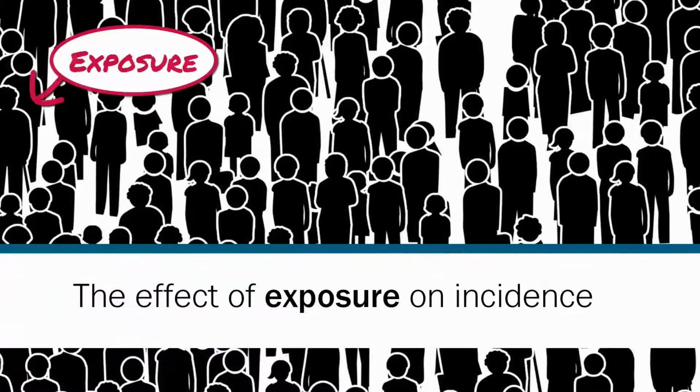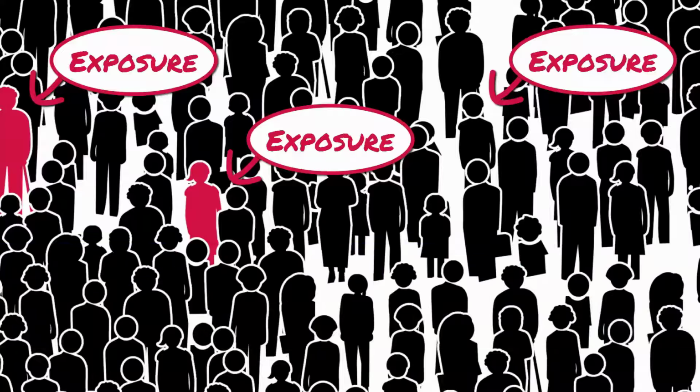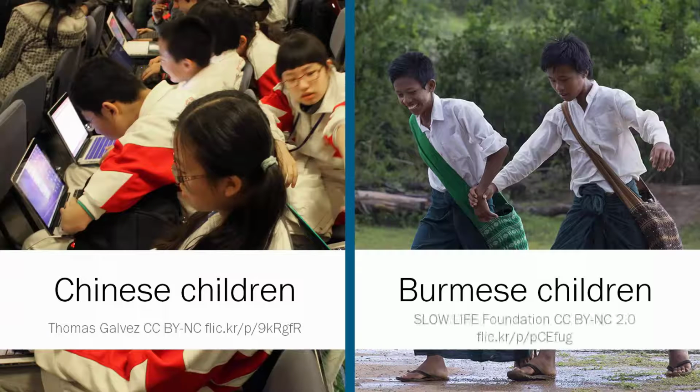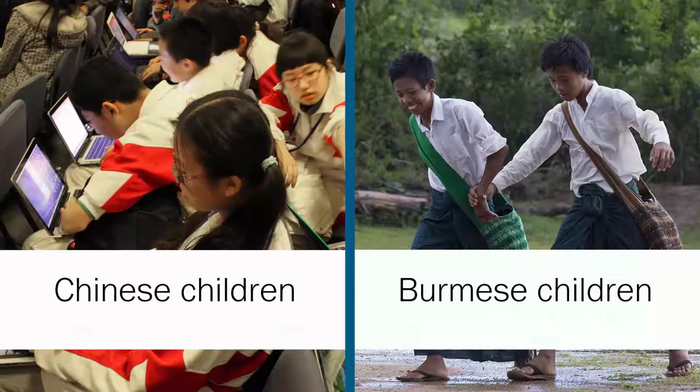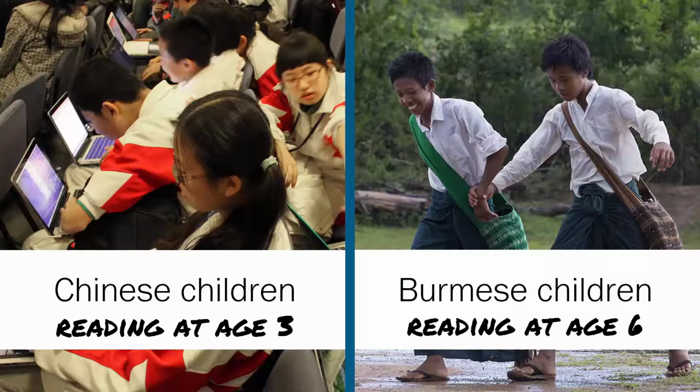The effect of exposure on incidence. Incidence is directly related to exposure to a risk factor for a disease or condition. For example, the incidence of myopia is much higher in Chinese children than in Burmese children of the same age group. This is because Chinese children are exposed to near work, resulting in prolonged accommodation at an earlier age. Children in China are introduced to reading at age 3 compared to age 6 in Myanmar.